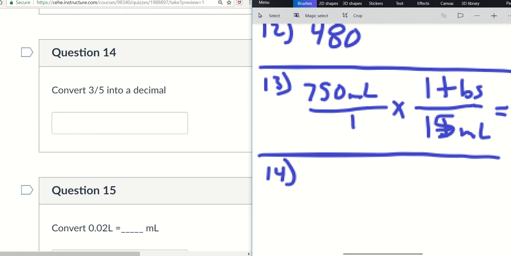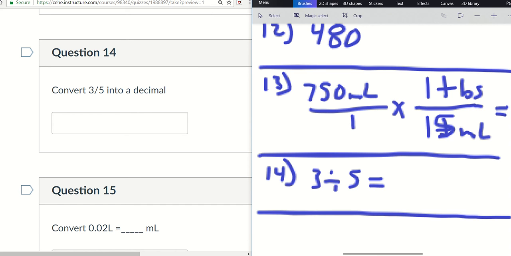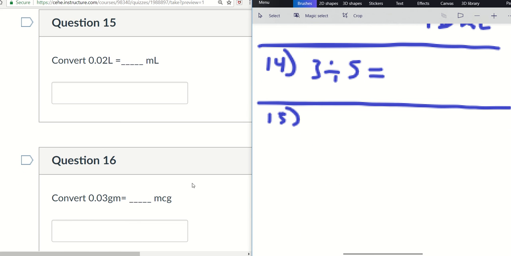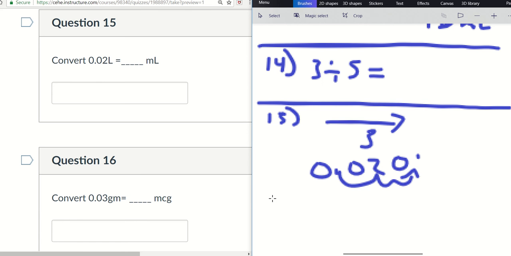We got a fraction into a decimal, so take the top number, divided by the bottom number, and make sure you document appropriately. So this would be 0.6. Liters to mLs. How many spaces left to right? You guys tell me. 3 to the right. Yep, 3 to the right. So 0.02. 1, 2, 3. Fill in your zeros. Document appropriately.